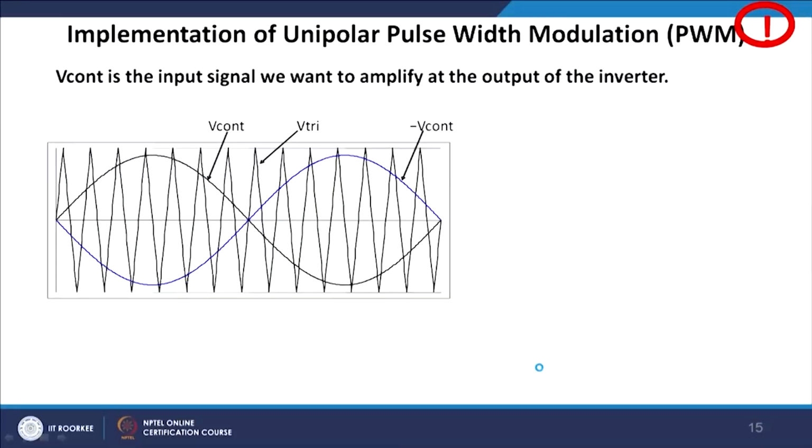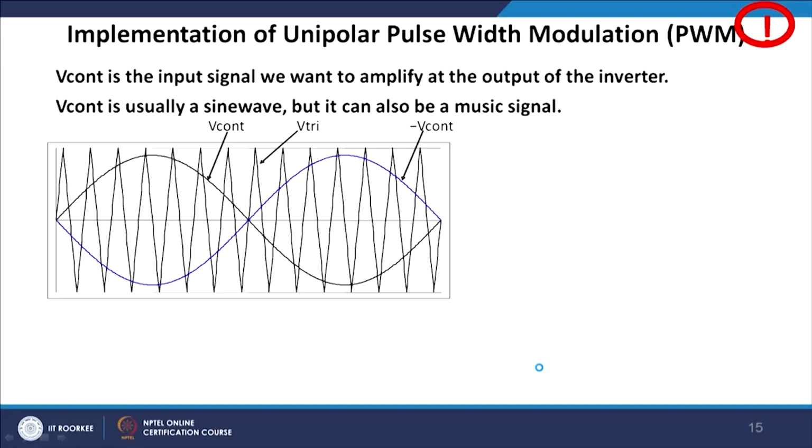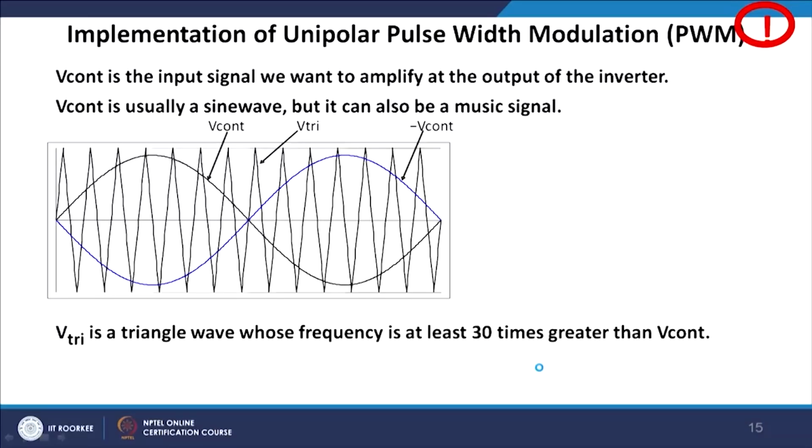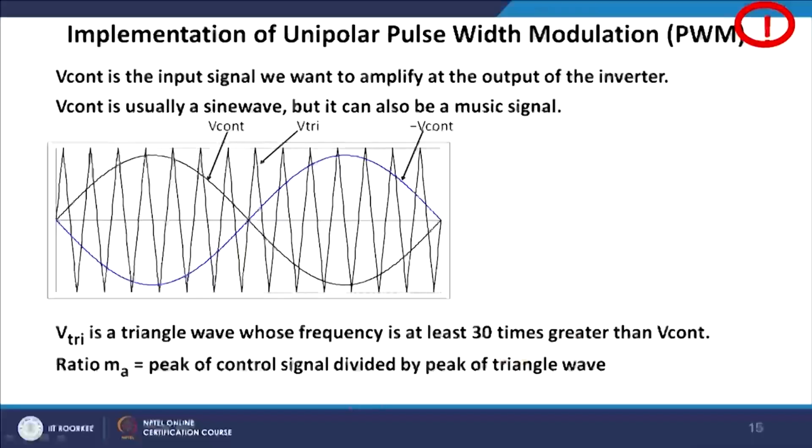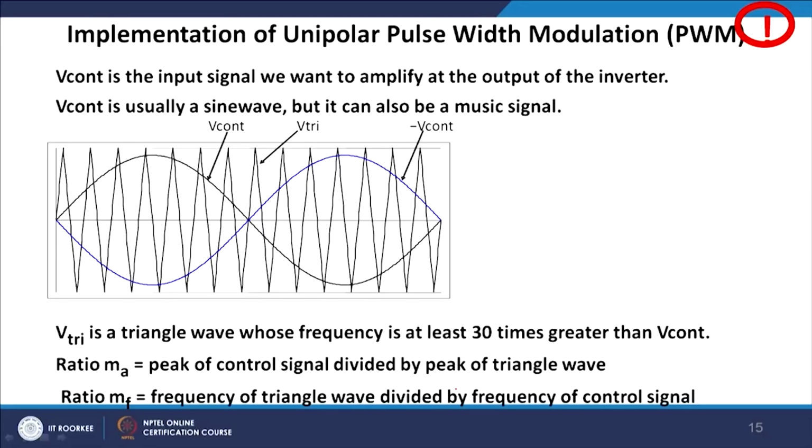Now, we want to amplify the V control signal according to the amplitude, and see the advantage of it over the previously discussed bipolar PWM. In this case, we should mention that the triangle wave frequency should be around 30 times more. Generally, the IEEE standard says that you should have 48 cuts in a cycle, that means the frequency should be around 24 times more. As discussed previously, MA is the ratio of the peak control signal to the peak triangle wave. So, here the implementation rules are the same.